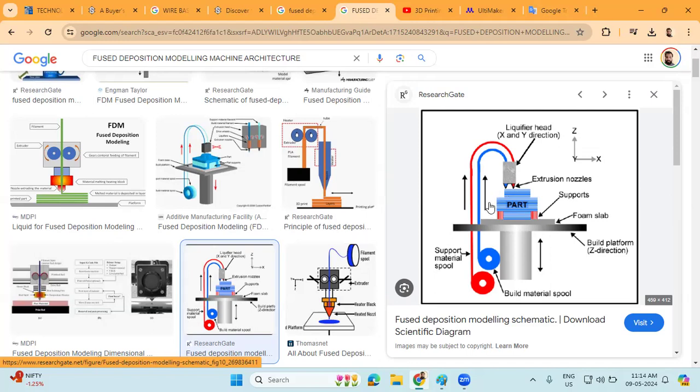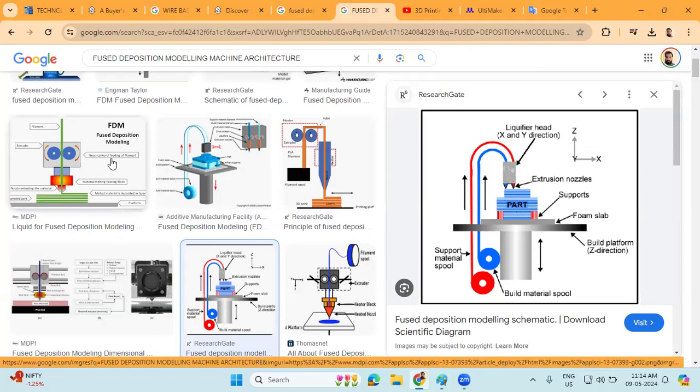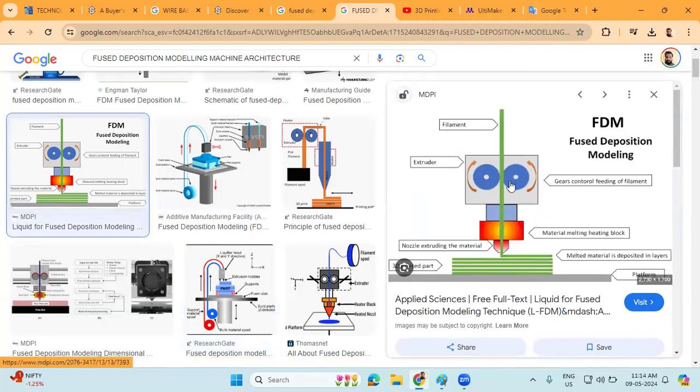In smaller scale systems, the feedstock is simply a loose coil, while larger manufacturing systems use a cartridge to supply the system. The filament is pushed through a pinch roller mechanism. So I will show you another figure. Here you can see two rollers. So this is called a pinch roller. So this is the filament. The central portion is representing the filament.